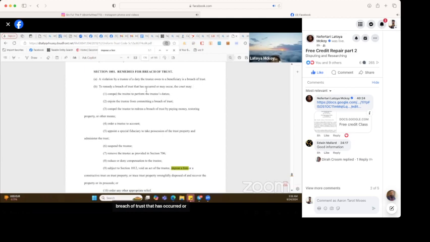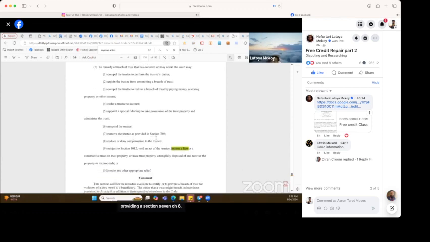To remedy a breach of trust that has occurred or may occur, the court may compel the trustee to perform the trustee's duties, enjoin the trustee from committing a breach of trust, compel the trustee to redress a breach of trust by paying money, restoring property, or other means, order a trustee to account, appoint a special fiduciary to take possession of the trust property and administer the trust, suspend the trustee, remove the trustee as provided in section 706, reduce or deny compensation to the trustee, subject to section 1012, void an act of the trustee, impose a lien or constructive trust on trust property, or trace trust property wrongfully disposed of and recover the property or its proceeds.